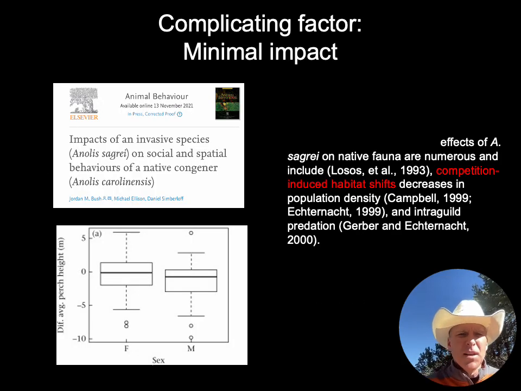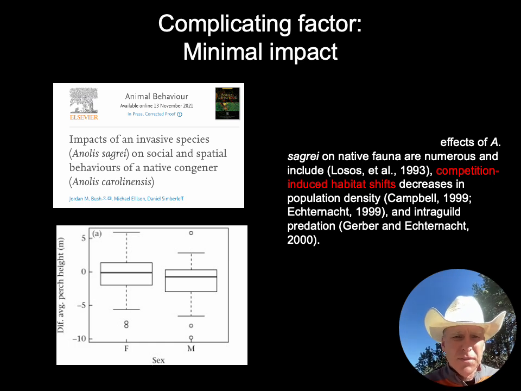All right, let's look at some complicating factors here. One is that with a lot of invasive species, when you're demonstrating some so-called impact, that impact is significantly different in a statistical sense, but really not that different. I'm familiar with the Anolis lizards. In Florida, I mentioned Anolis sagrei invading, and there's a native species there called Anolis carolinensis, the green anole.